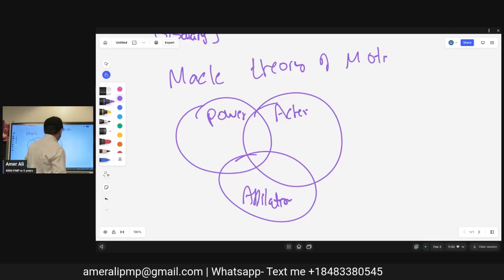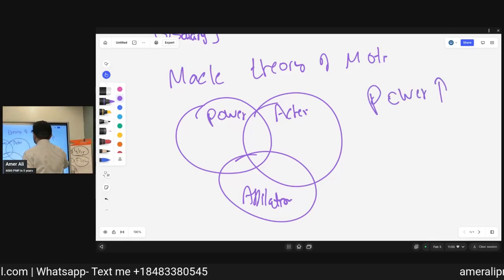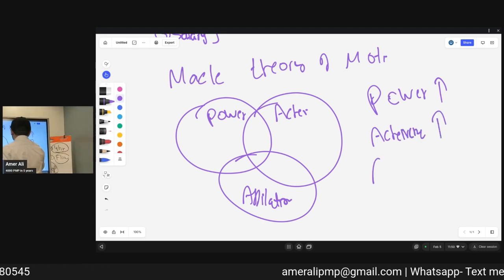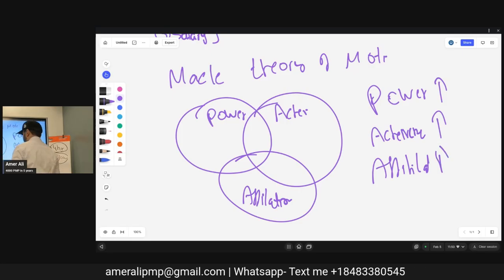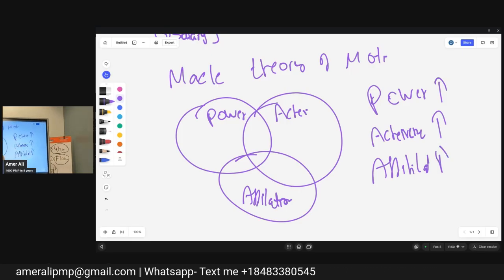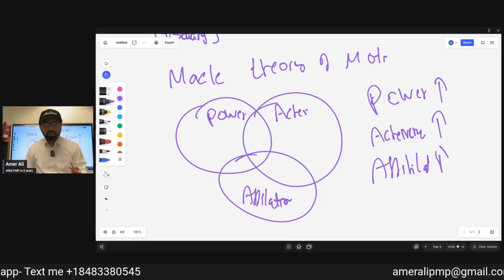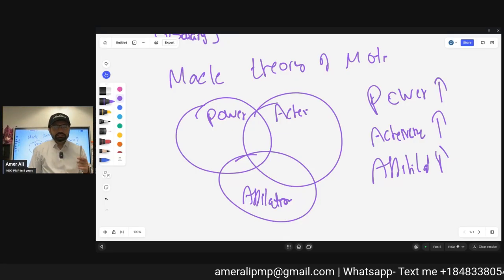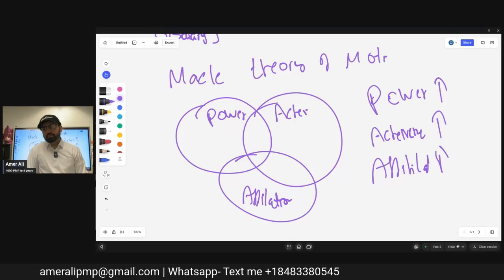McClelland said people are either motivated by power, which is the number one element, or achievement, which is the number one element, or affiliation, or a combination of these three. They're either motivated by power, achievement, or affiliation. One of these things they are motivated by. Which element are you motivated by more?